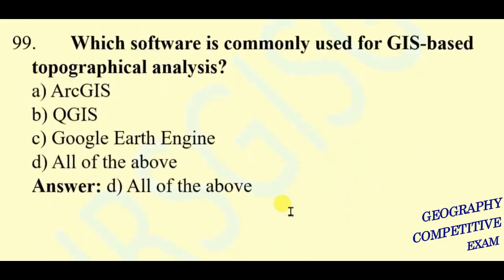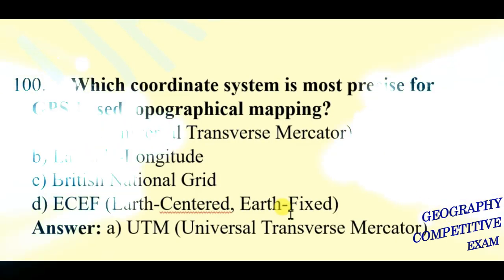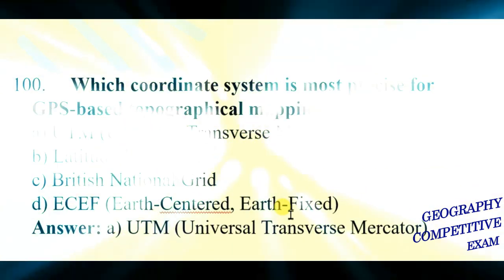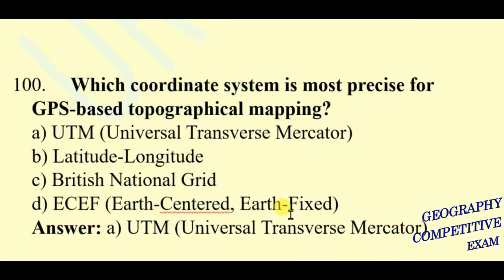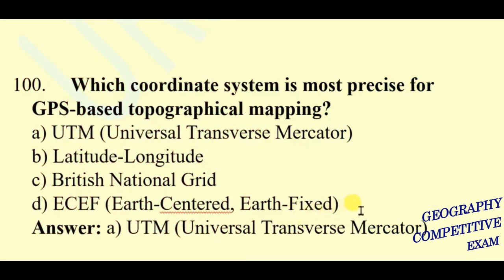Question 99. Which software is commonly used for GIS based topographical analysis? ArcGIS, QGIS, Google Earth Engine, all of the above. The right answer will be all of the above. Question number 100. Which coordinate system is most precise for GIS based topographical mapping? UTM, Universal Transverse Mercator, latitude, longitude, British National Grid, ECEF, Earth Centered, Earth Fixed. Here the right answer will be UTM, Universal Transverse Mercator. To calculate any distance accurately, UTM projection is very much applicable than other projections.